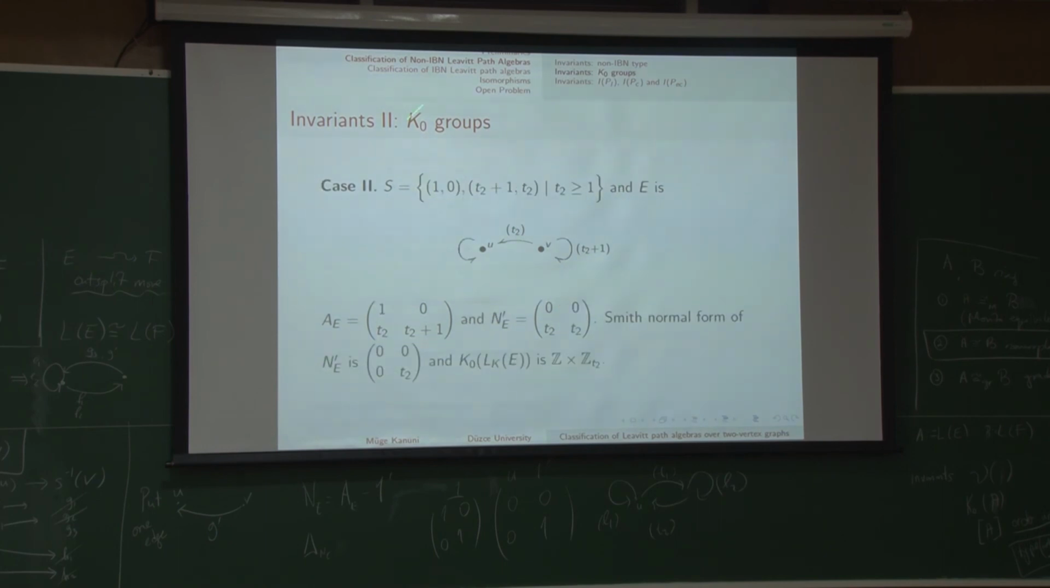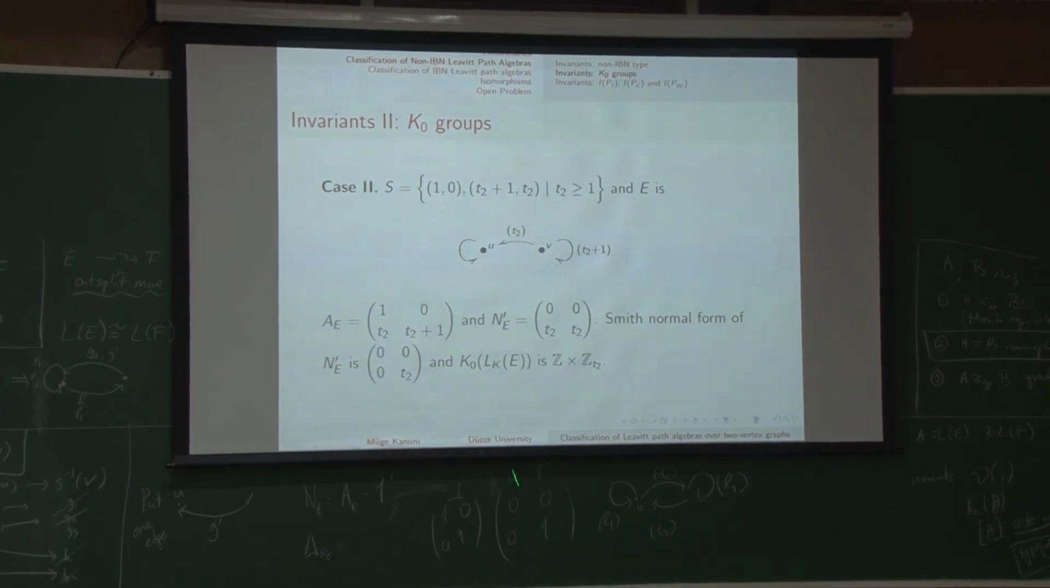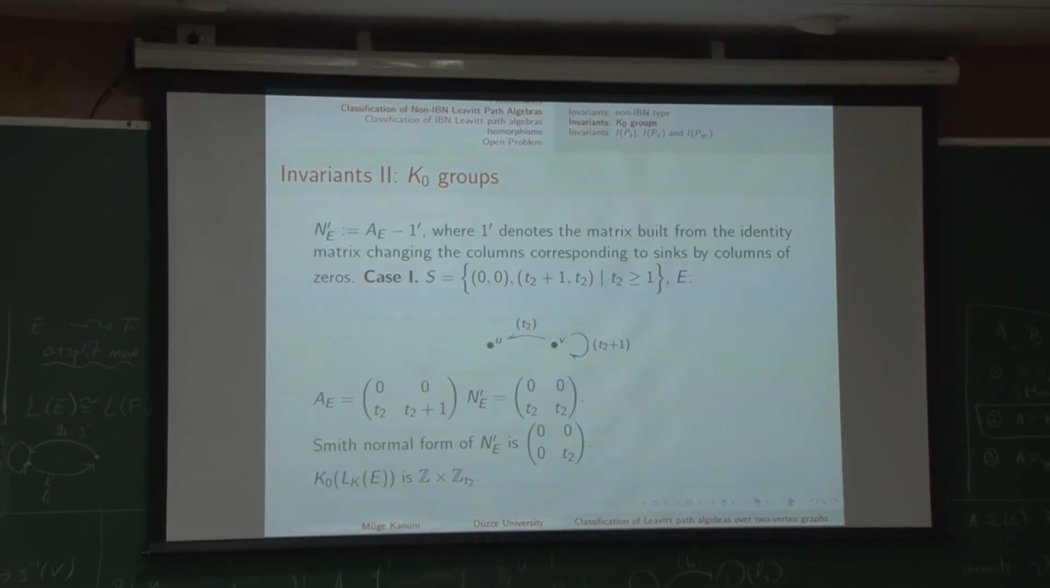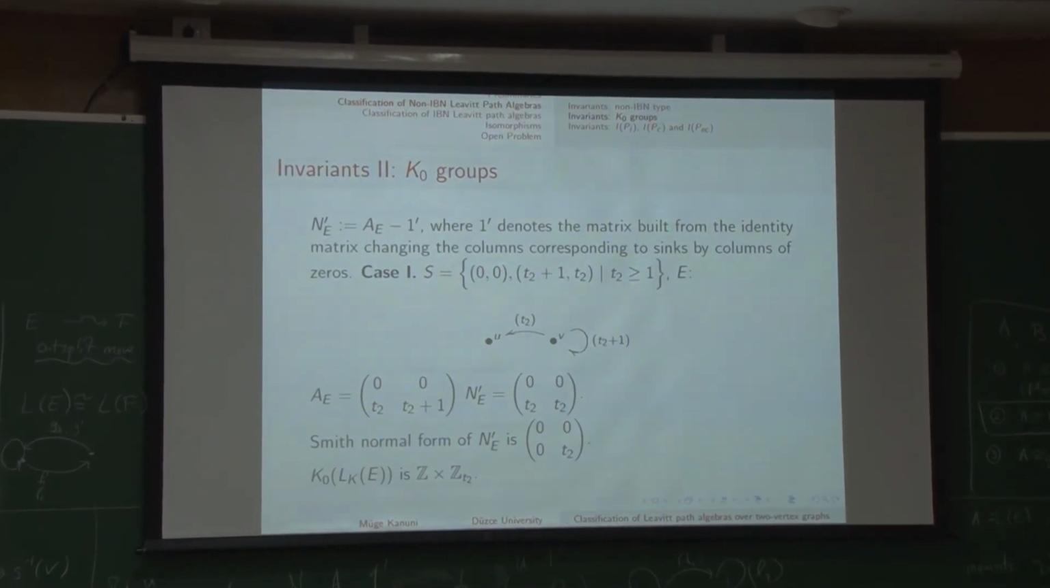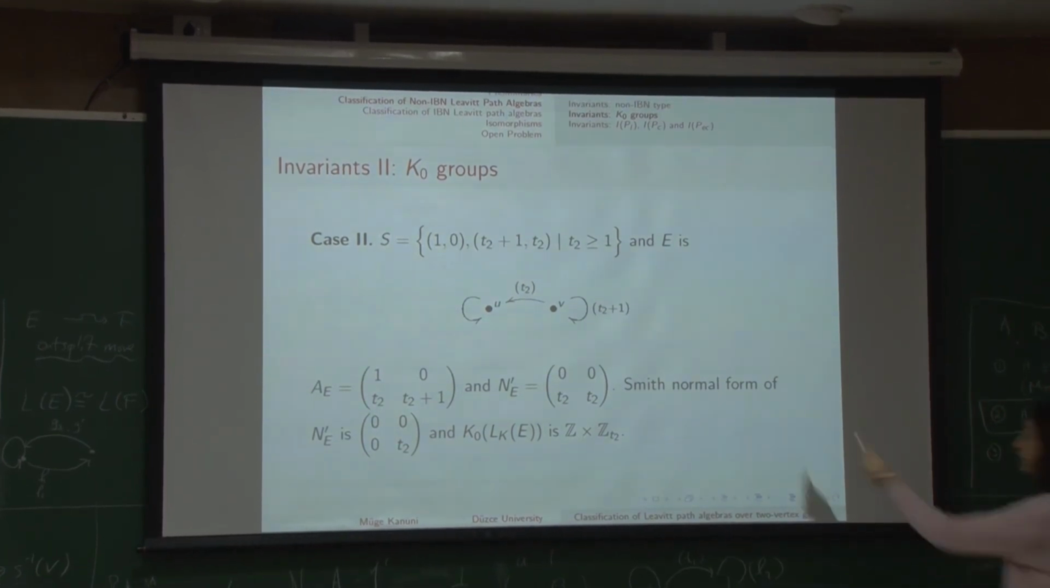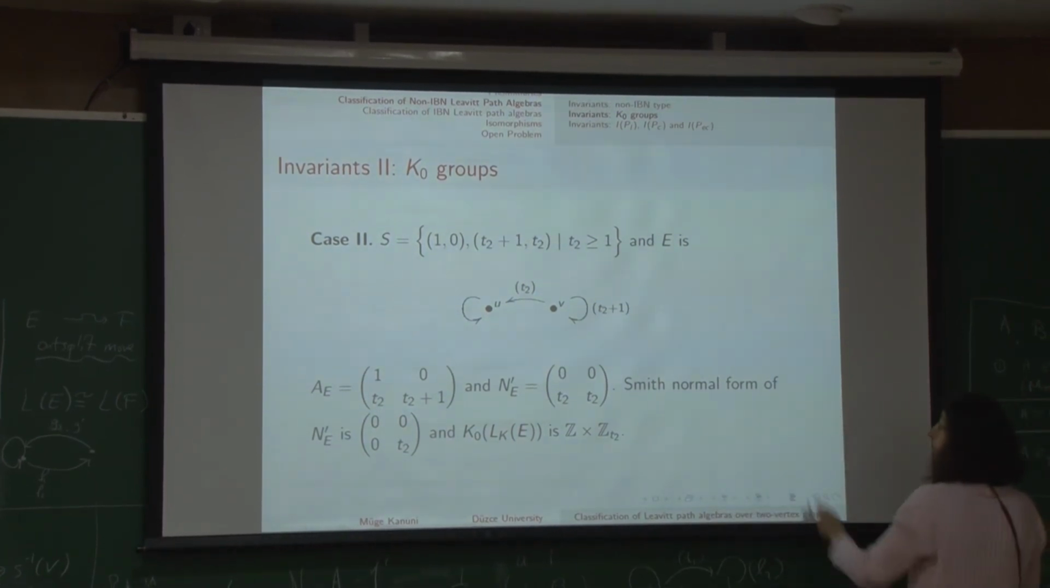You do the same computation for every possible graph. You write AE, you subtract it with this guy. Sorry, this was the one-sink case, okay? All the others are the no-sink cases. So 1 prime in the other cases is this time exactly the identity. There are no sinks here.